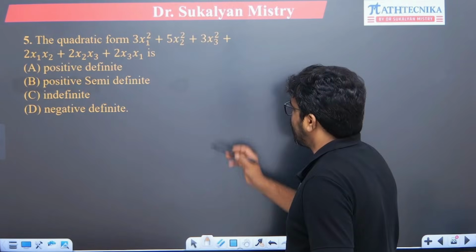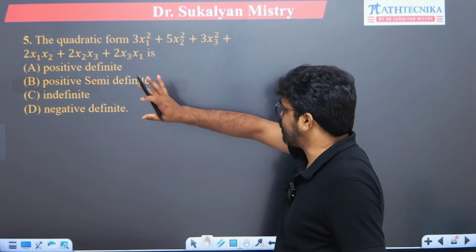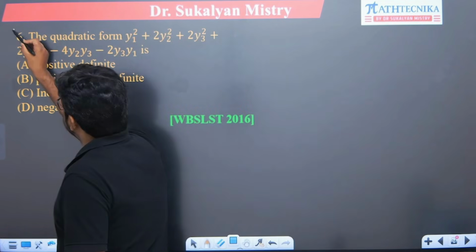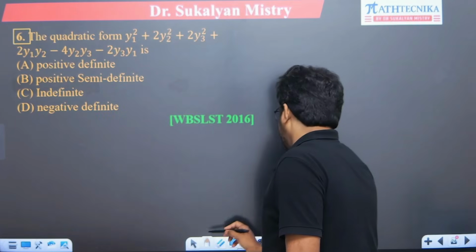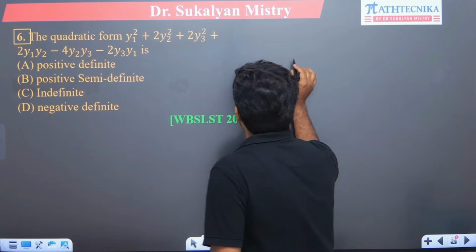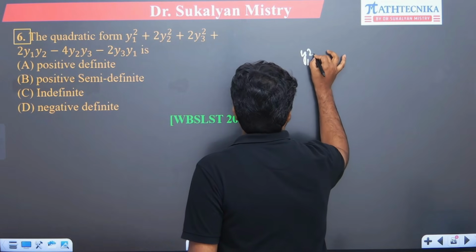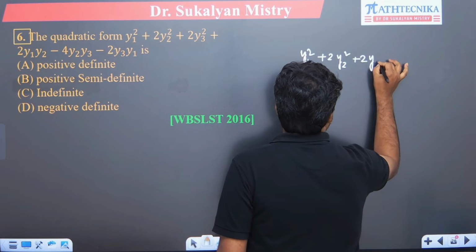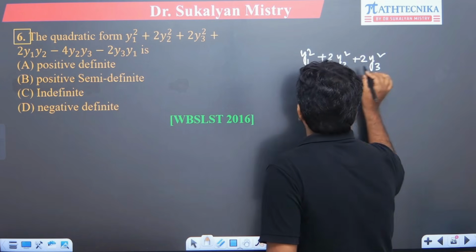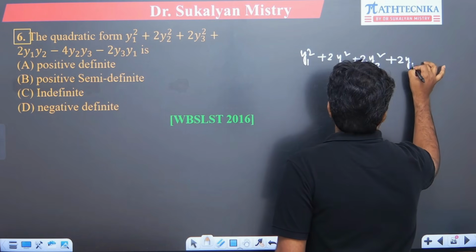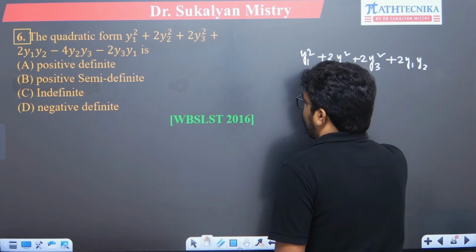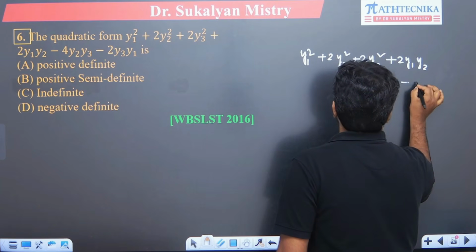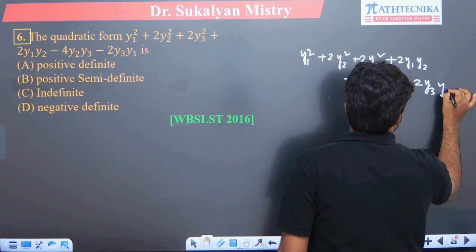See this problem. I think it is the same type of problem, you can solve this yourself. Just see this example. The quadratic form y1 square plus 2y2 square plus 2y3 square plus 2y1y2 minus 4y2y3 minus 2y3y1.